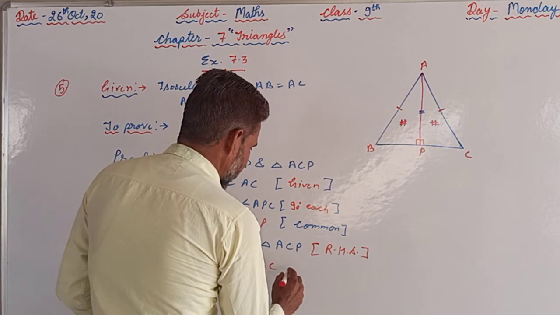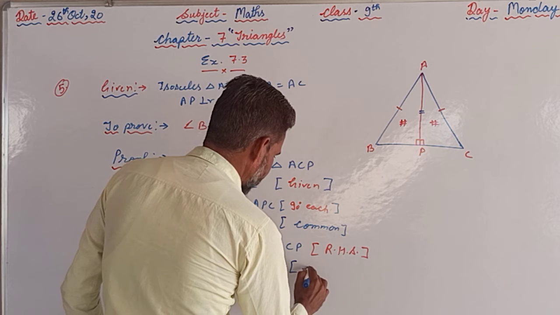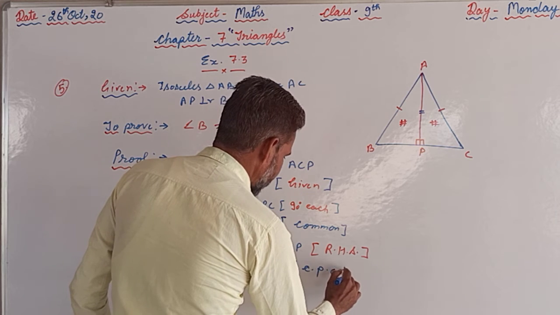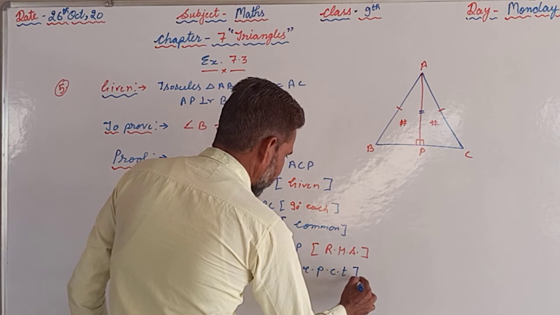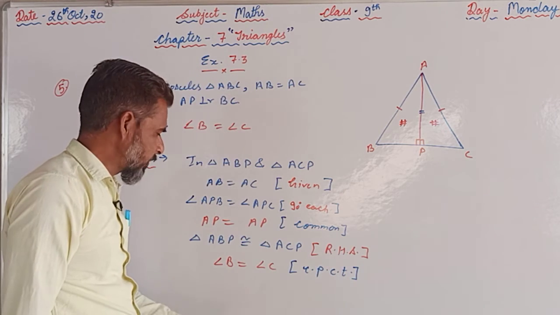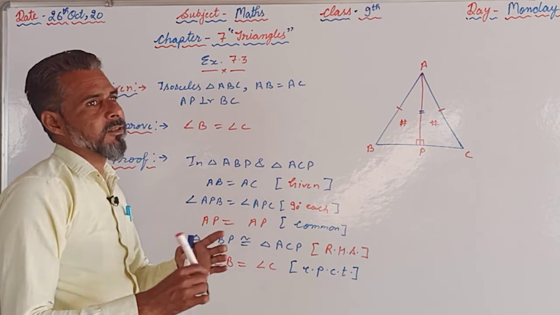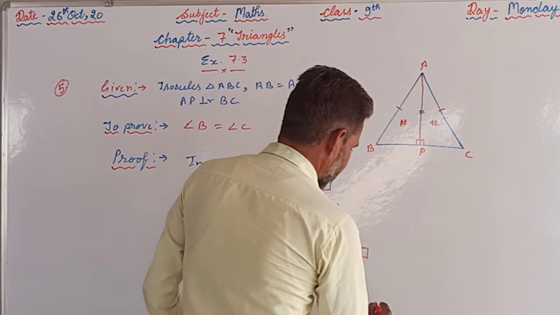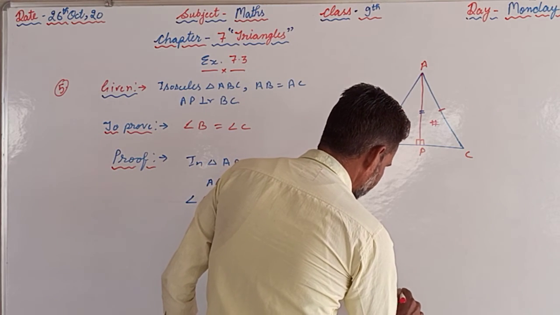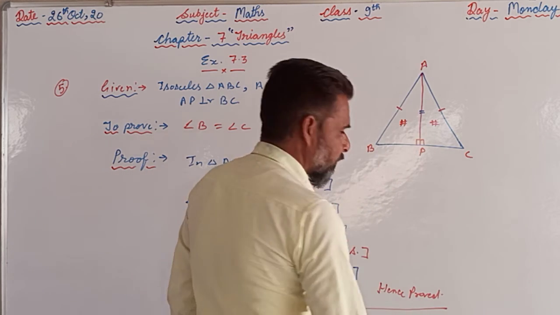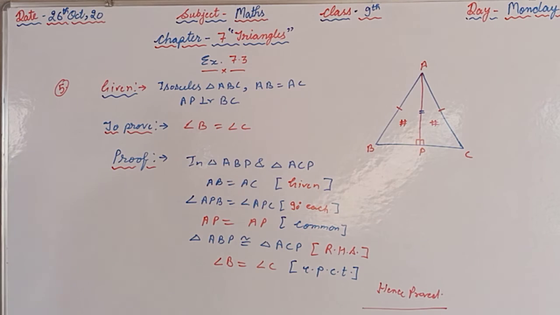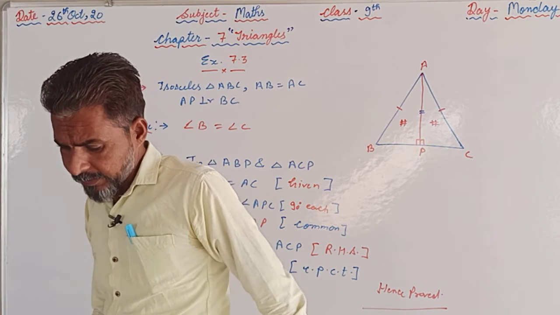The angle B is equal to angle C, that is CPCT, corresponding parts of congruent triangles. Angle B is equal to angle C, that we were supposed to prove in this question. Afterwards we can write that hence proved. Hence proved means what we were asked to prove, we have already proved that. So in this way the exercise is complete, that is exercise 7.3.